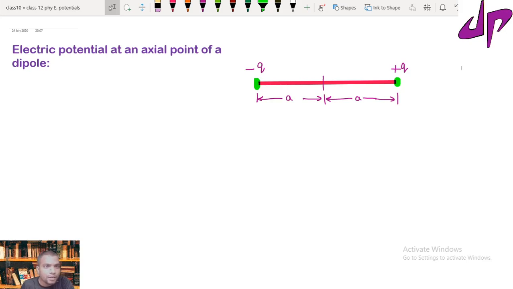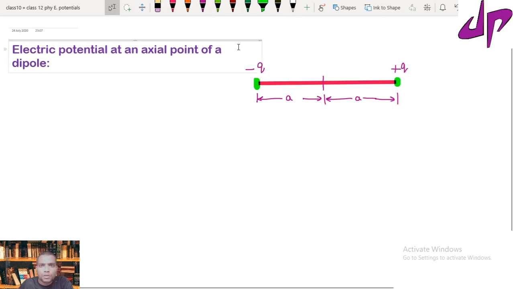Let's find an expression for electric potential at an axial point of a dipole. Consider a dipole. If you remember, what is a dipole? A dipole is a setup of two oppositely charged particles, separated by a dipole length 2a. So this is my dipole.